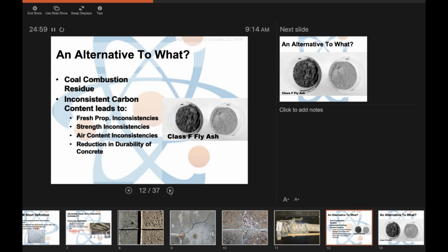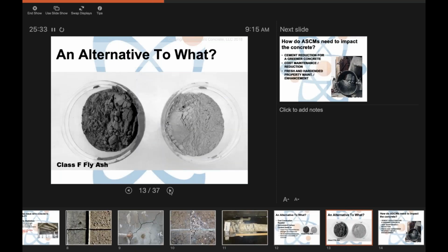An alternative to what? This little picture that we have here in the background, I'm about to blow it up. That's a real product. Both of those are real products that we get here in Colorado. The product on the left monopolizes water, monopolizes high-range water reducer or admixtures, kills our fresh properties, kills our strength, and requires us to put more water in to compensate for slump. Our air is hard to generate, and we don't get the durability that we used to rely on. Now, the ash on the right, next slide, please, is the ash that I grew up on as a kid. We used to call it the poor man's water reducer, and we used to get it for $20 to $40 a ton.